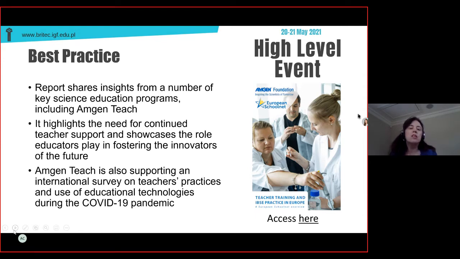And really, the report highlights the need for continued teacher support and showcases the very important role teachers play in fostering not only the innovators of the future, but also corporate citizens of Europe that value the importance of science and understand the power of science in all our lives.